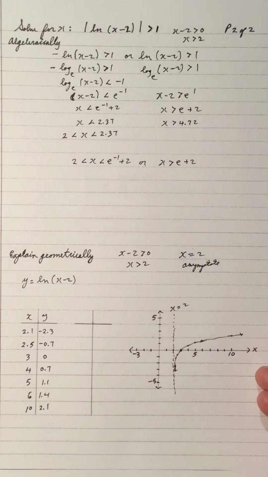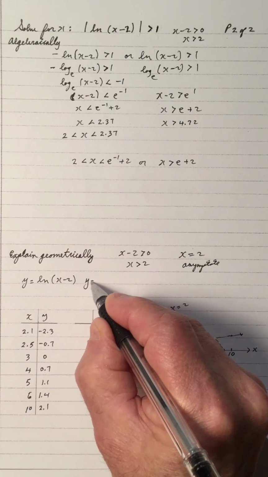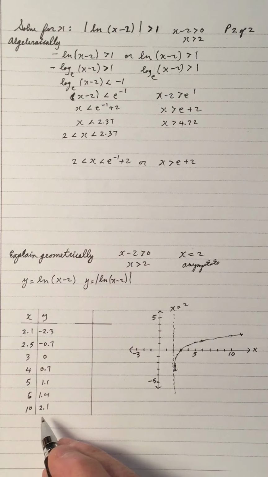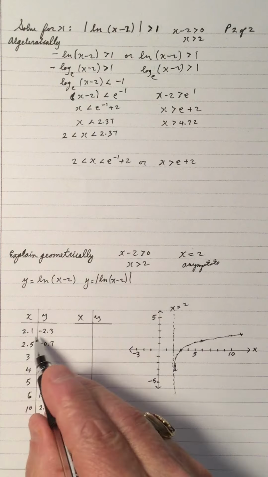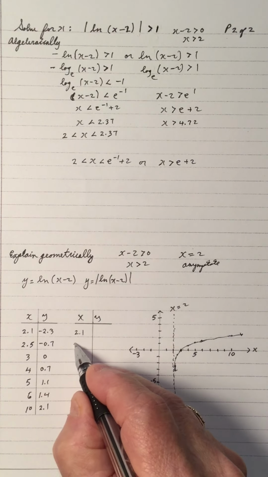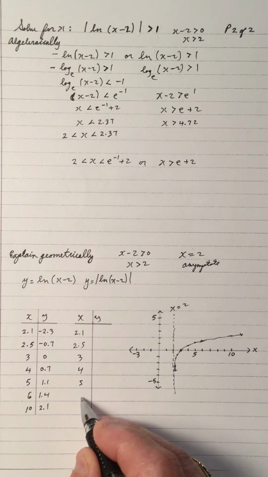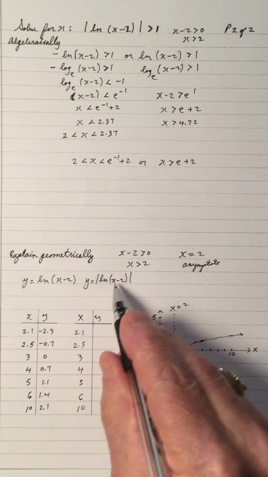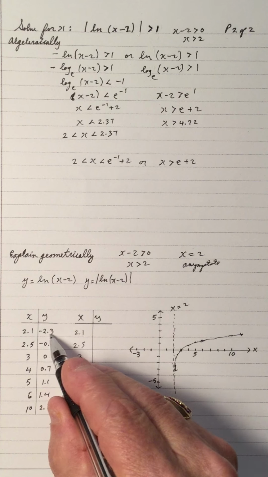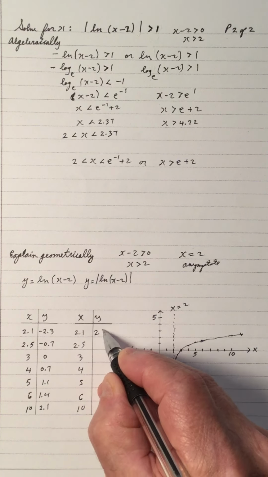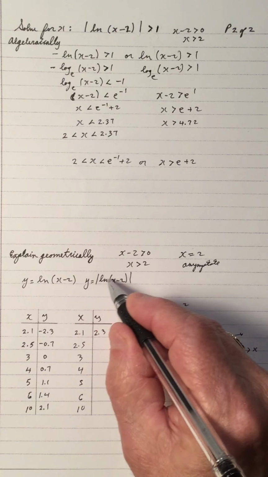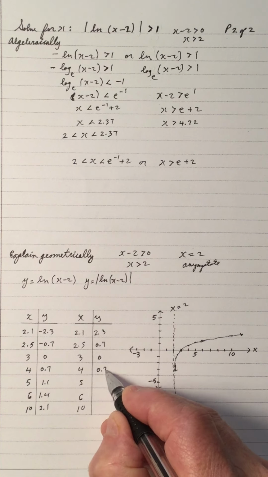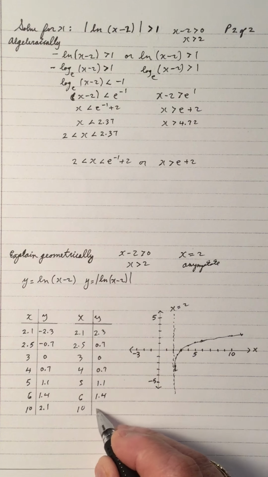Now, what happens if we look at the equation y equals the absolute value of the ln of x minus 2? This is x and y now. So we get the same values for x. So we get 2.1, 2.5, 3, 4, 5, 6, and 10. But we do the absolute value. So if you take 2.1 and plug it in, you get a negative 2.3. So the absolute value is 2.3 because there's no negative y's. So that means this one is 0.7, and this is a 0. That's 0.7. That's 1.1. Because they're positive, they're okay.